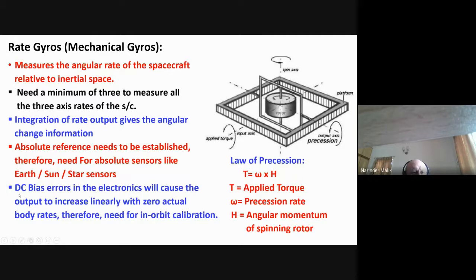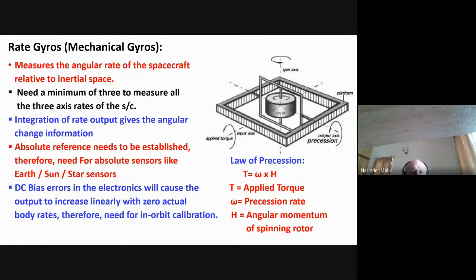Okay, now there's one problem with these gyros. The DC bias errors in the electronics will reflect as an output. Now this is a rate gyro. We integrate the rate and we get an angle. We get omega is equal to d theta by dt. Theta is equal to omega into time plus some constant.